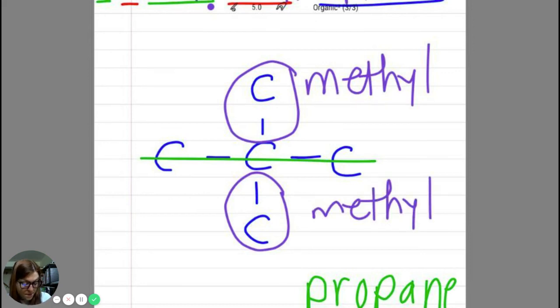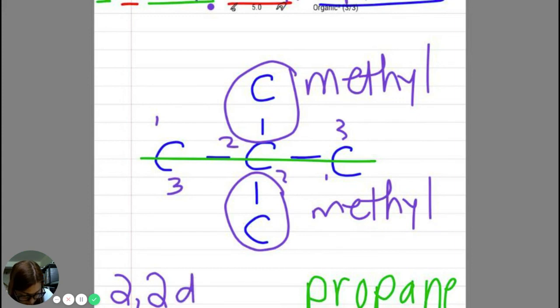Now, whichever way I number this, both of my methyls are going to show up on carbon 2. Let me prove it. 1, 2, 3, 1, 2, 3. So each of these methyls shows up on carbon 2. So the way that I would name this is 2,2-dimethyl propane. This tells me that I have 2 methyls in my molecule, which I do.